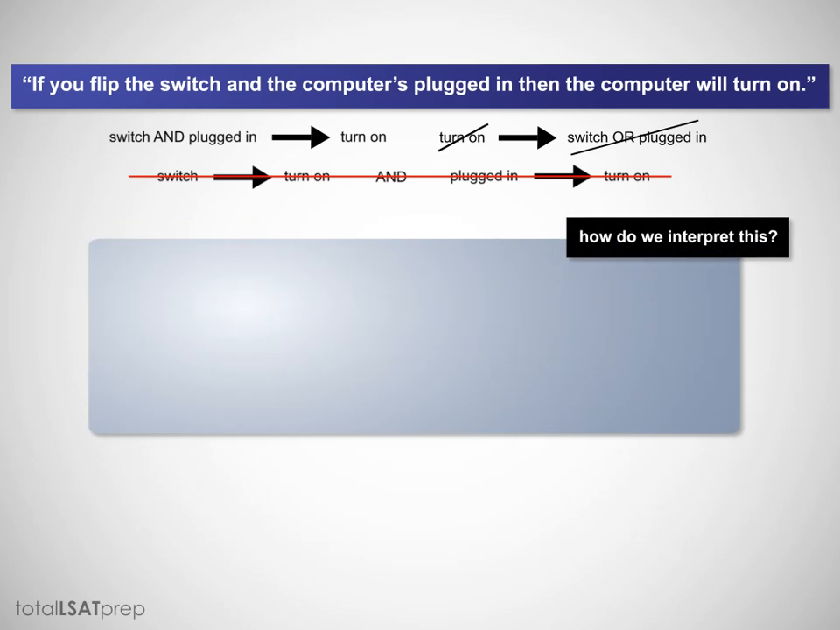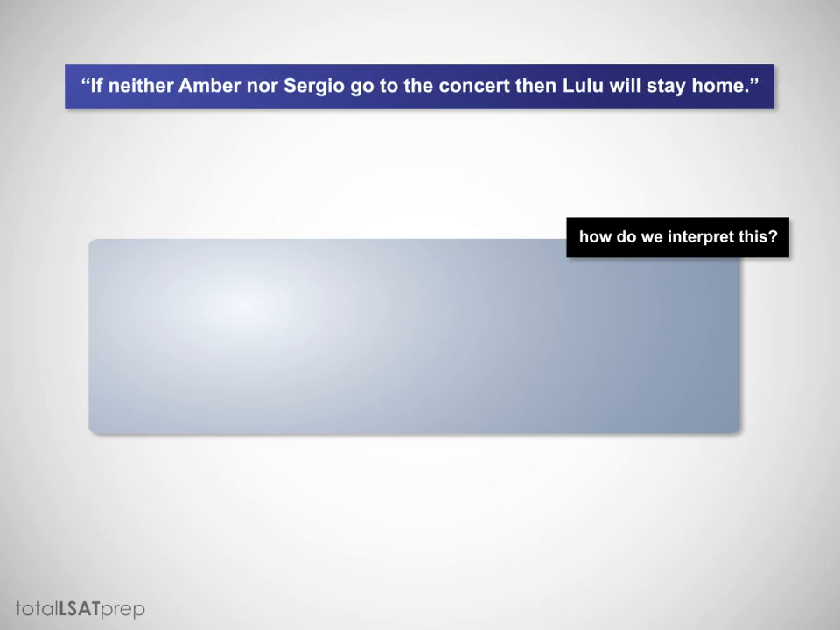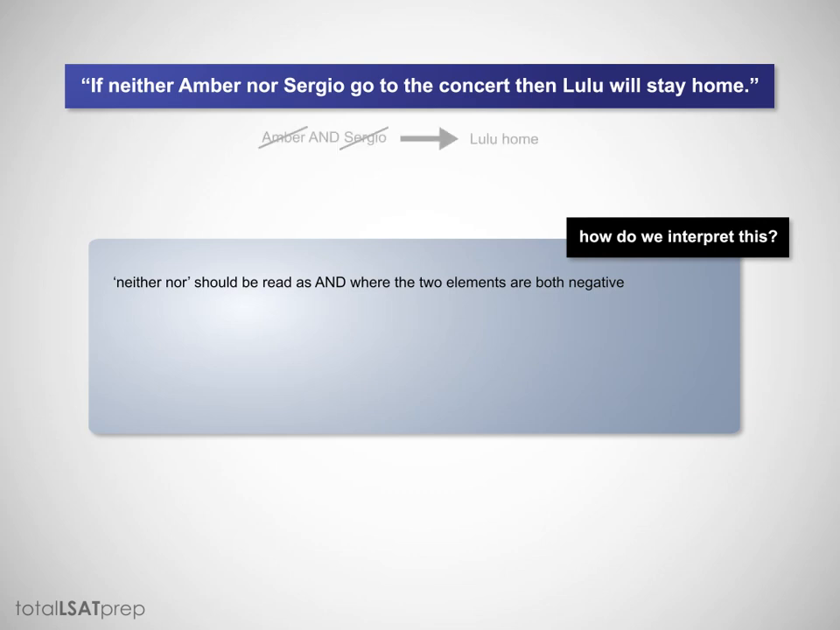Okay, let's take a look at this conditional statement. It says, if neither Amber nor Sergio go to the concert, then Lulu will stay home. Okay, so how do we interpret this? Well, neither nor should be read as and, where the two elements are both negative. And that's why we have it up there as not Amber and not Sergio, arrow, Lulu home. Now, this variation can get a little tricky because it says nor, and that might cause you to translate it as or, but neither nor is and.